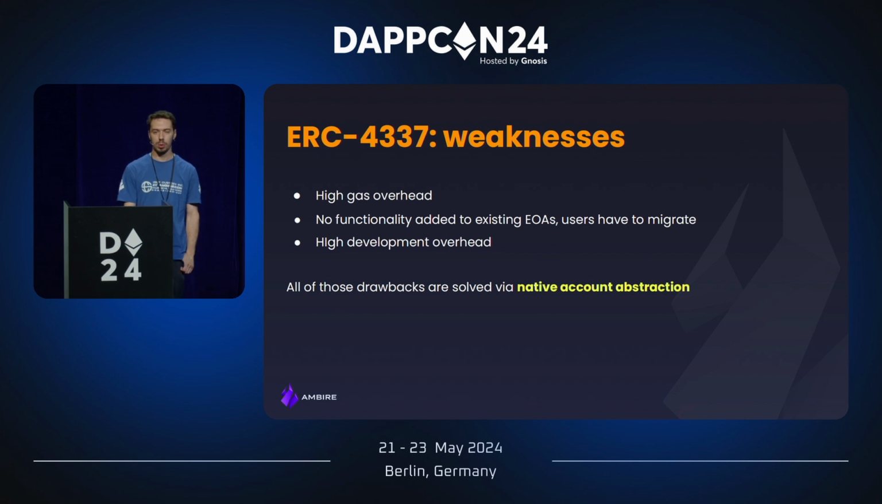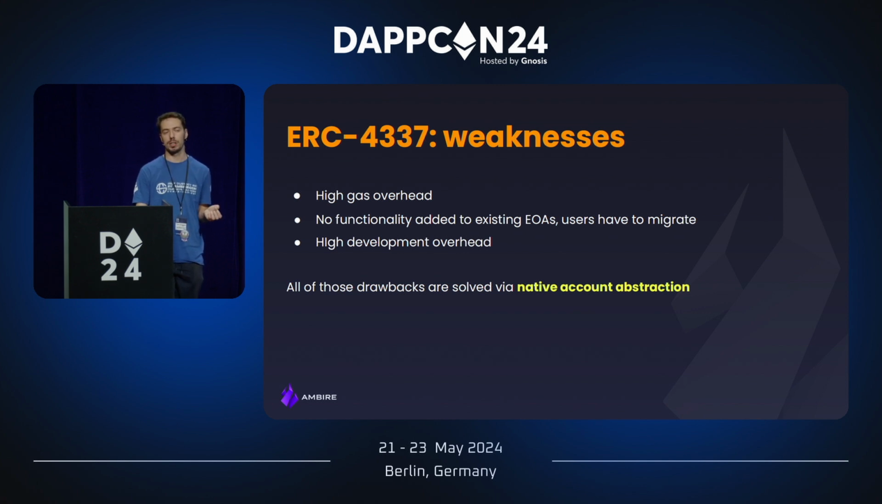Like, for example, a high gas overhead. The gas overhead of ERC 4337 can get up to 200,000 gas or even more, and it cannot go pretty much any lower than 50,000 gas. Another disadvantage of 4337 is that it doesn't add any functionality to existing accounts. So if you have your EOAs, you cannot make use of account abstraction on those EOAs.